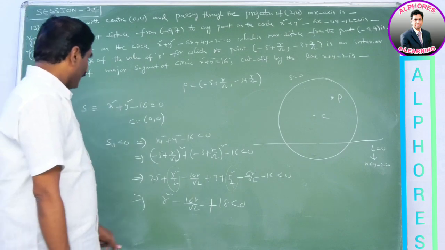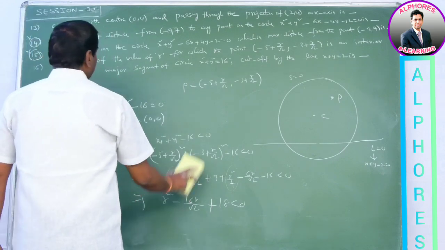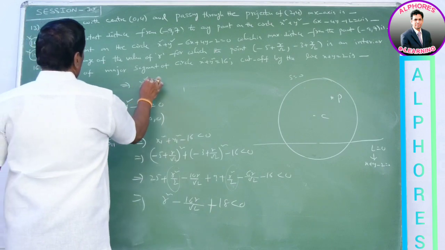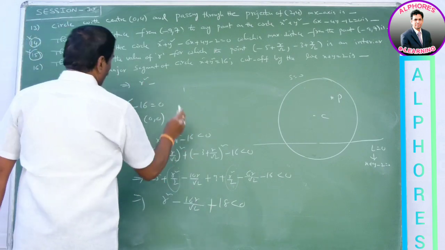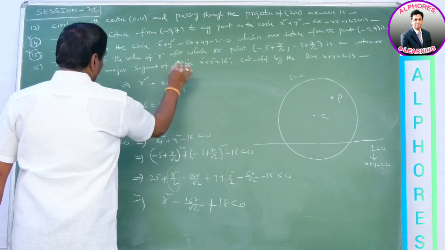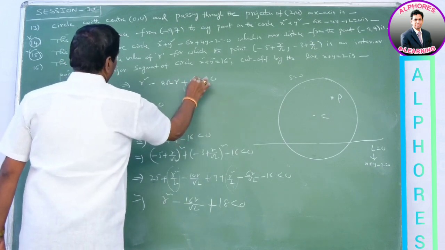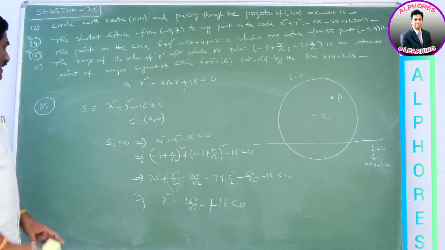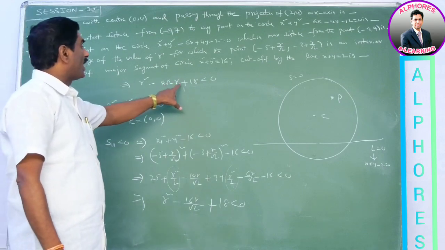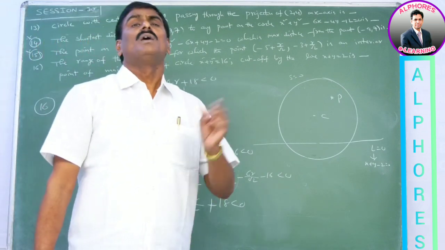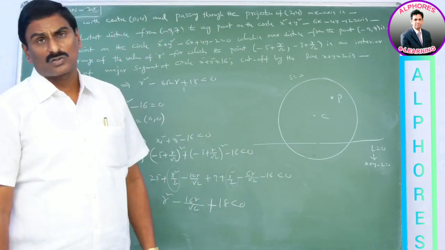That implies r square minus 16r by root 2, which is 8 root 2 r, plus 18 less than 0. Okay, r square minus 8 root 2 r plus 18 less than 0. If x minus alpha and x minus beta is less than 0, what is the range of x? X belongs to alpha to beta.